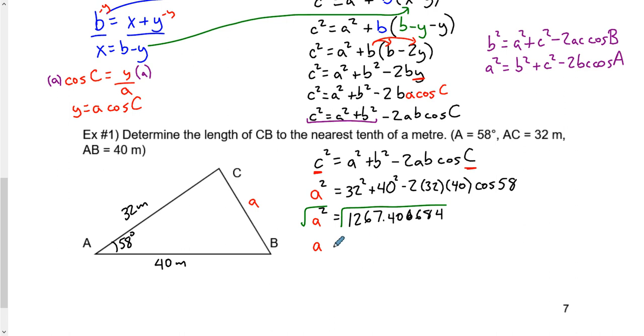So by pressing second square root, I can use my previous answer as long as it was in my calculator. 35.6. This one actually has a unit, so we're going to use 35.6 meters. So you have to make sure you also know how to use your calculator. There we go. That's not a bad number.